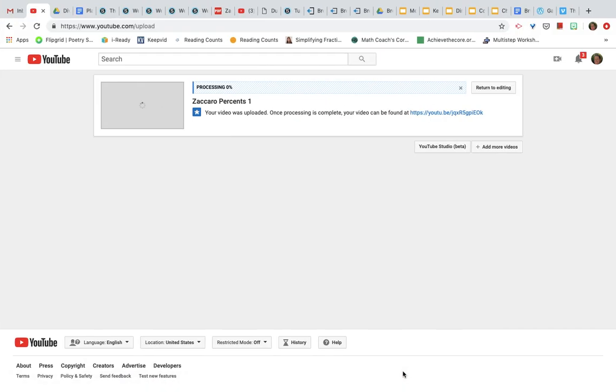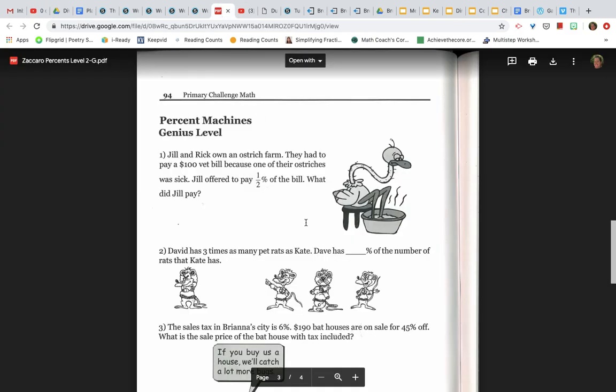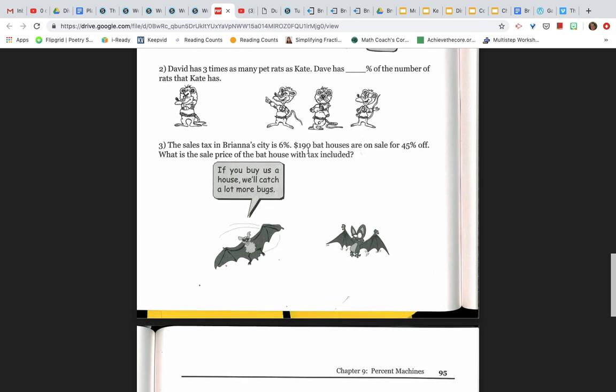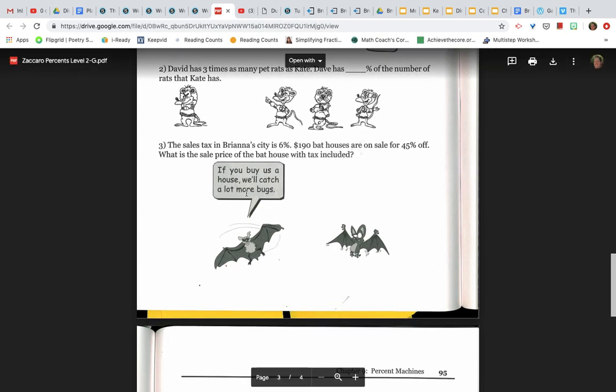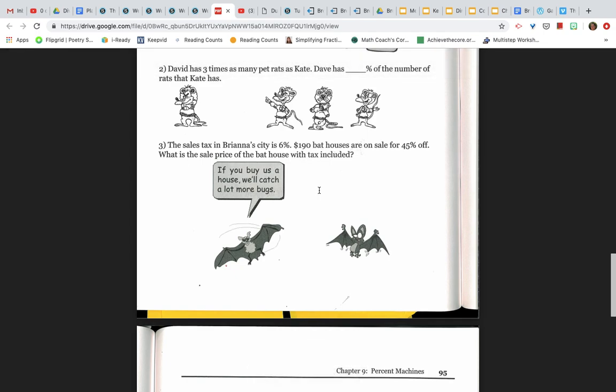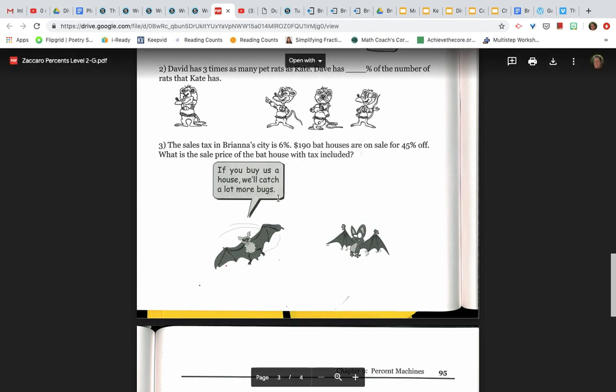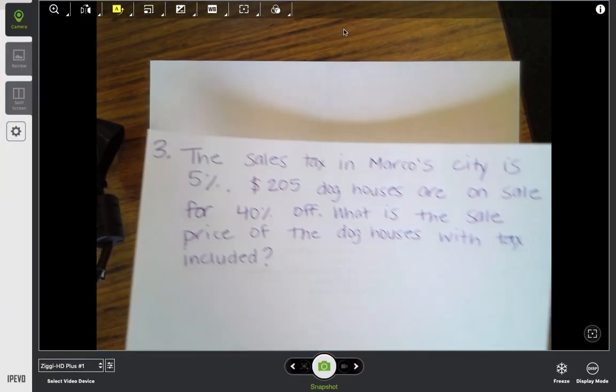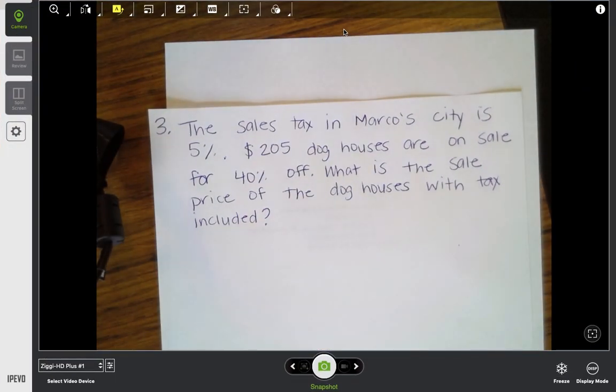Okay, hello everybody. This is for students that are looking for help on our Genius level question number 3. I'm not going to work this exact problem. I'm going to work one similar to it so that you can see the steps and use that to guide your solving of the actual problem.